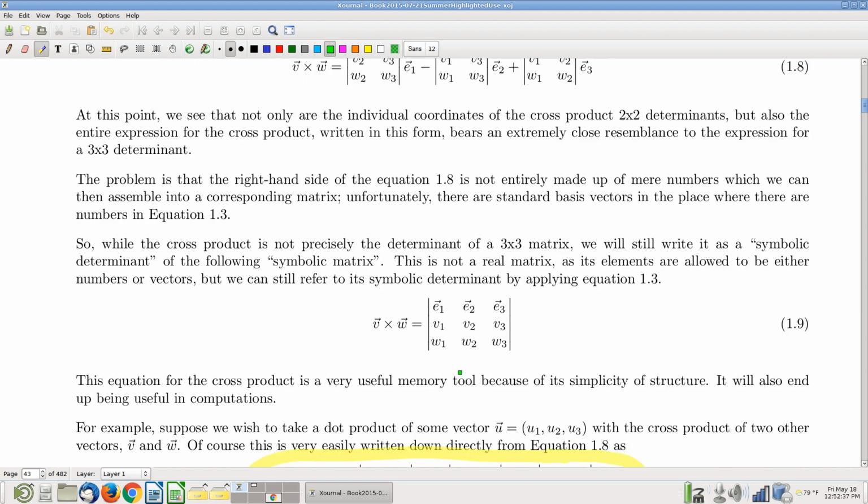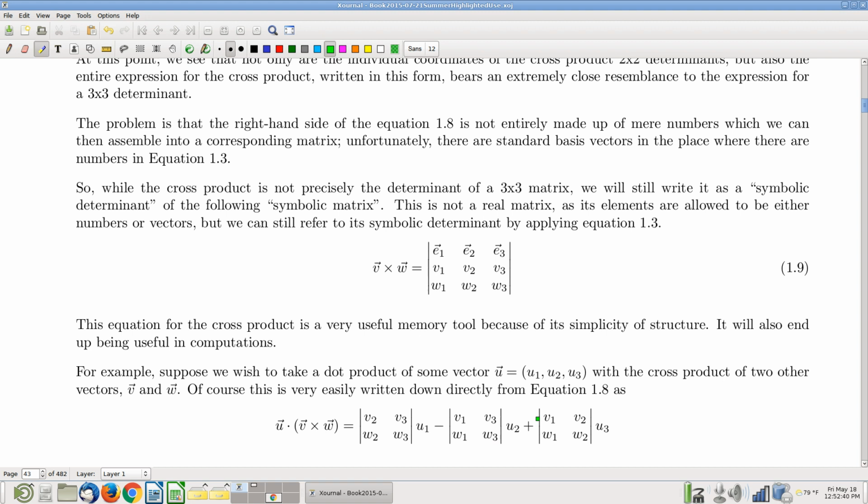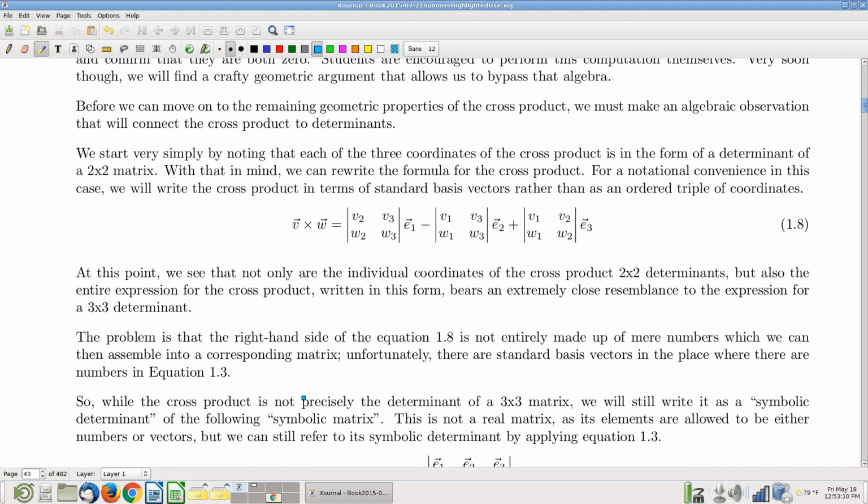Okay, now, next observation I want to make. If I were to take this expression here, U dot V cross W, let's think about how you would compute a dot product of U and V cross W. Well, U has coordinates U1, U2, U3. V cross W has coordinates, here they are: that determinant, don't forget the minus sign, and that determinant.